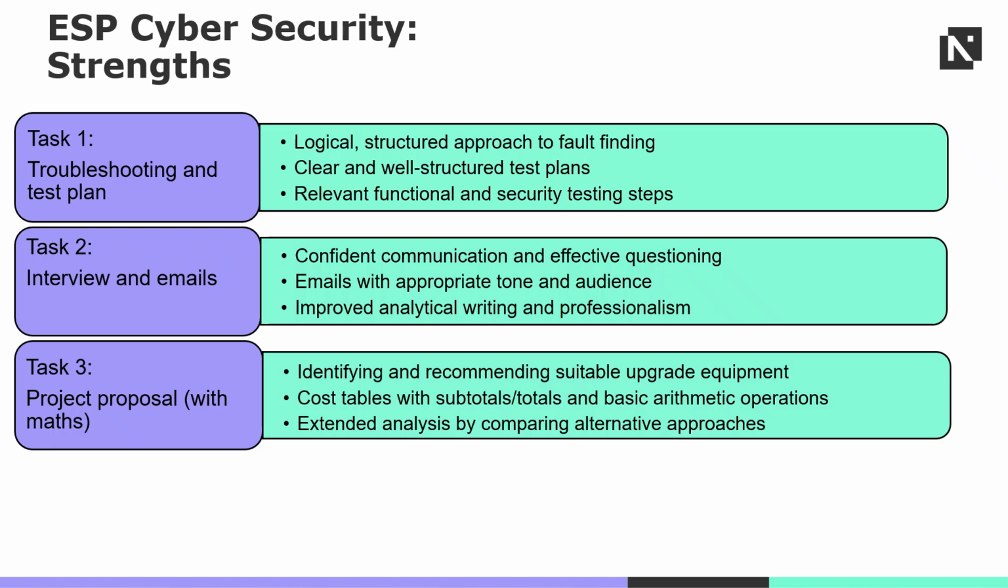For task 3, most students identified suitable upgrade paths, for example, enterprise grade routers. Students used basic mathematical calculations using things like totals, subtotals and recurring versus one-off costs. And extended analysis, for example, by comparing alternative approaches and products, was also a strength.